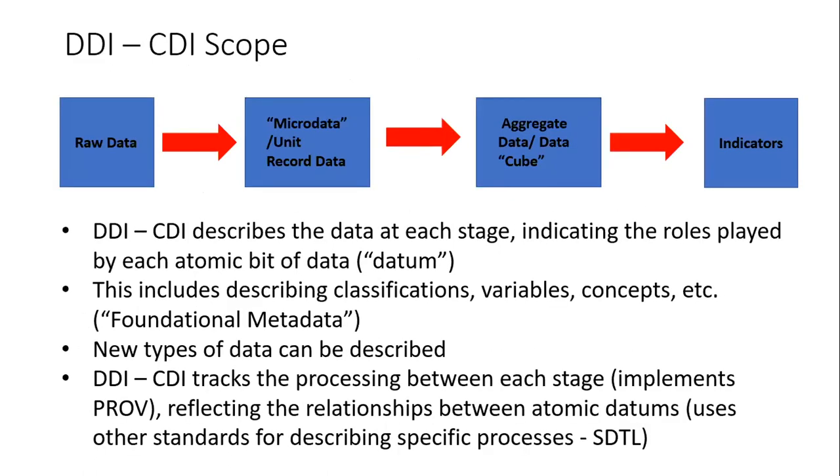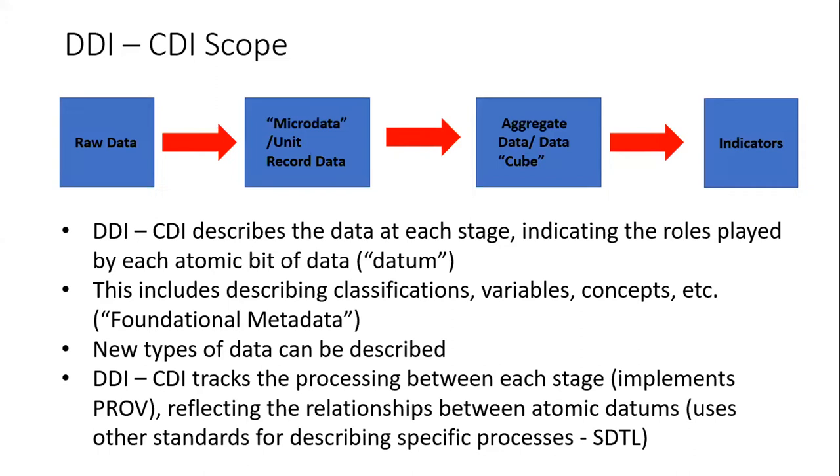So here's a picture of boxes and arrows, and should be familiar to most of you. This is a simplified generic life cycle where you have some raw data, maybe sensor data, maybe survey answers, something in its raw form coming in, and you process that into analyzable microdata. You might do some data cleaning, you might do some recodes, things like that. And you end up with a unit record data set or something that's analyzable, unit record data set in this example.